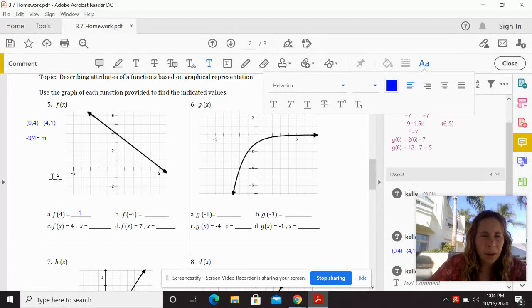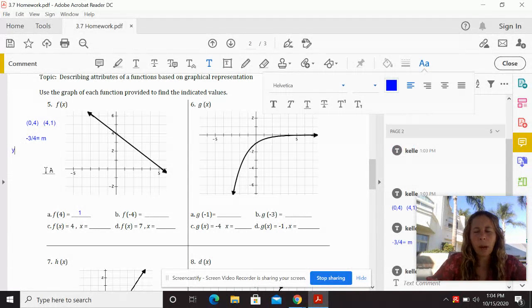Or you can write your whole equation, which is good practice. y equals mx plus b. Substitute it in. y equals, my slope is negative 3/4 x. Oh, I didn't put my negative. Negative 3/4 x. And what's my y-intercept? That's b. What's my y-intercept? It's 4. Plus 4.